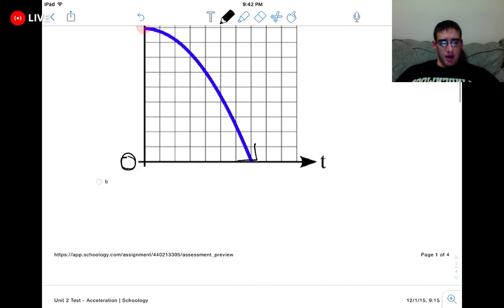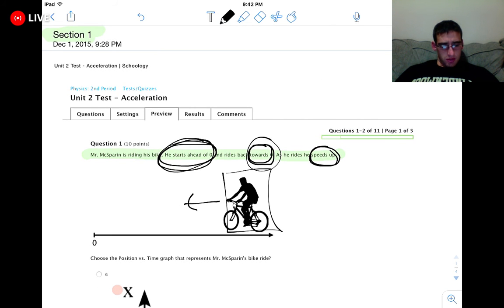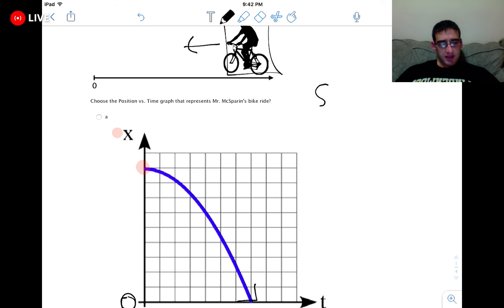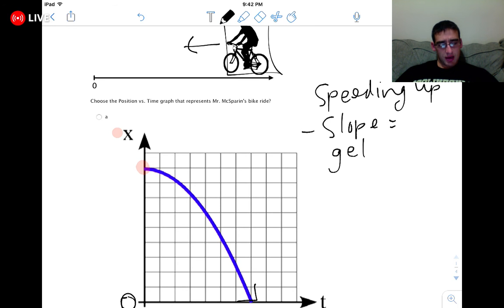Now, speeding up is the next important thing. If he's speeding up, what we need to look at is the slope. Slope tells me about speed. The slope should be getting steeper.